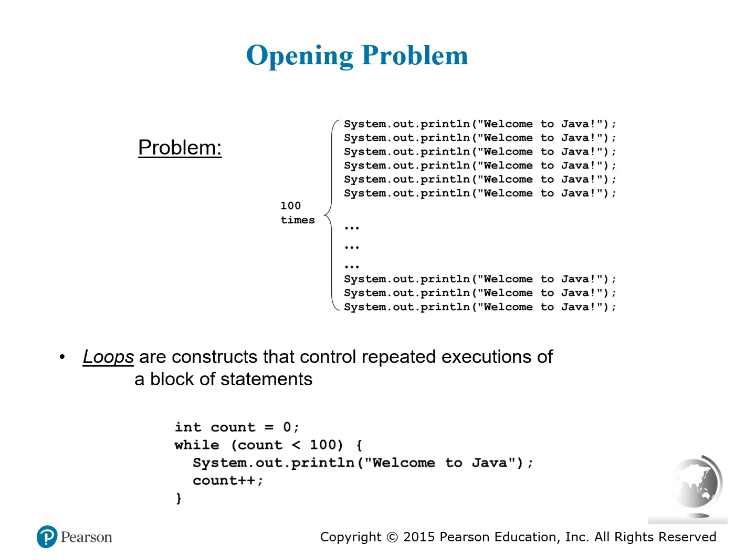Loops are programming constructs that provide for repeated execution of a block of statements. A single execution of the block of statements, or body of the loop, is called an iteration. We are going to learn about 3 types of loops. 2 of the loops are pretest loops, the for loop and the while loop, and 1 loop is a post-test loop, the do while loop.